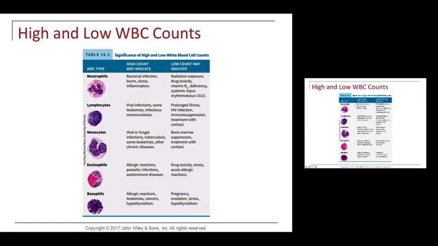And if it's low, well, maybe there was some radiation exposure. Maybe there's drug toxicity. Maybe there's a vitamin B issue, or some autoimmunity like SLE, systemic lupus erythematosus. Let's look at the eosinophils. Let's do the granulocytes first. So we did the neutrophil. Let's look at the eosinophil.